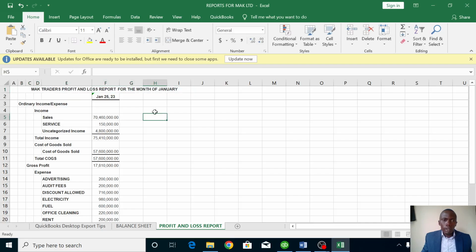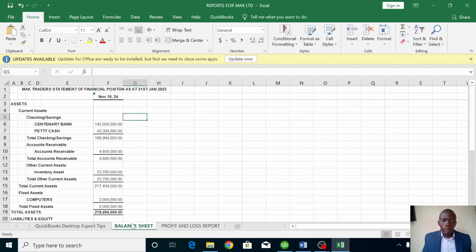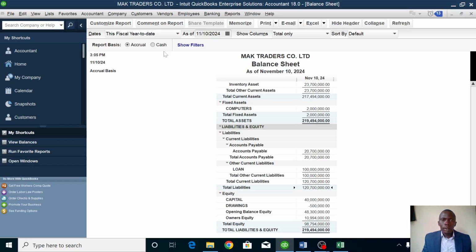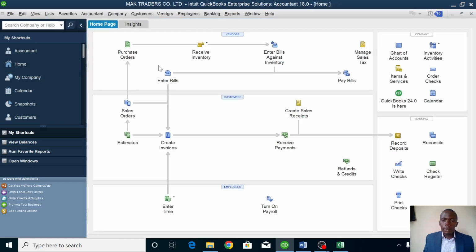So we are done with our reports. So this is the balance sheet and this is the profit and loss account. So we can go back here. So that can go back home. So I'm now done with what I was required to do.